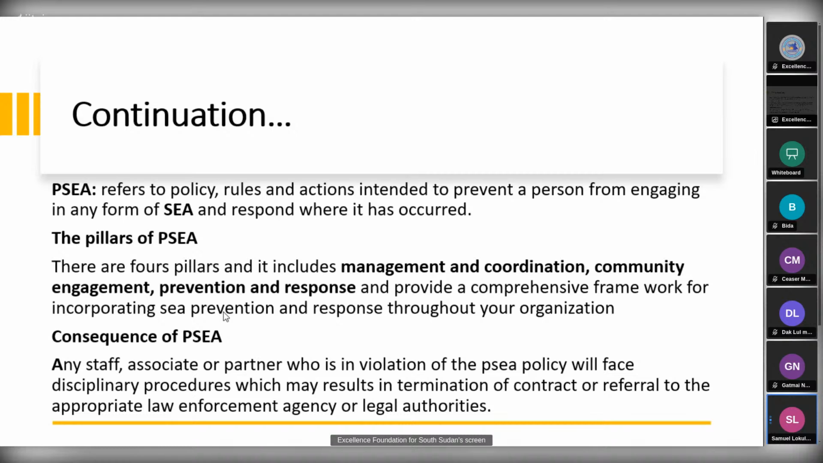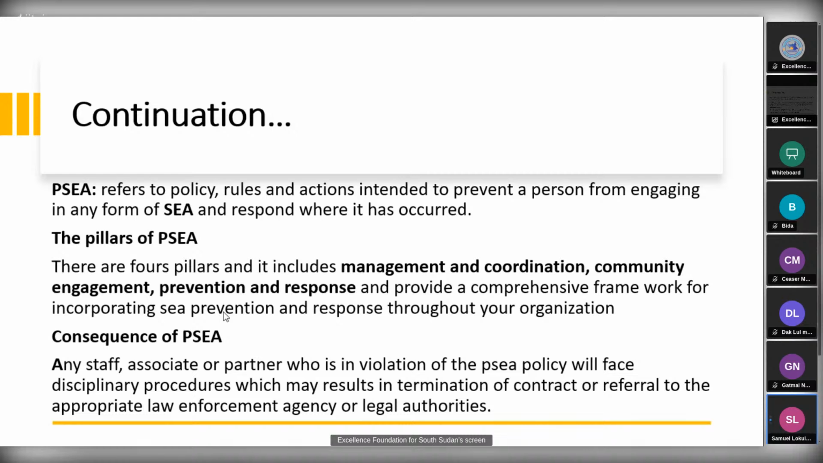So the pillars of this, there are four pillars, and they include management and coordination, community engagement, prevention, and response. These pillars help you in managing and coordination. If we don't talk about it, when we don't make people aware, we realize our community has been exploited and abused sexually. So it calls for us to manage and inform our staff so that our organizations, our workplaces, or we ourselves will not be victims or perpetrators of gender-based violence, sorry.